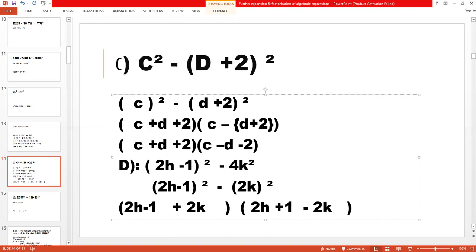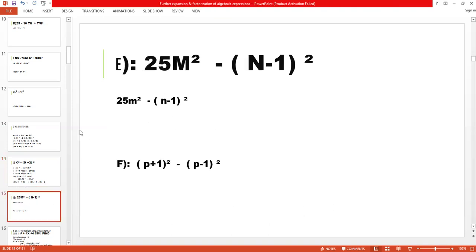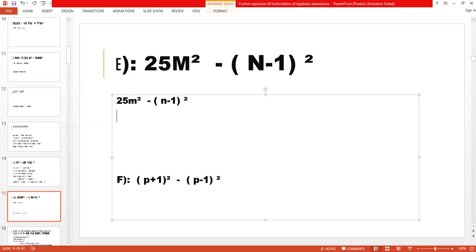Now we move towards the next part, that is part E, and then we come to part F. Okay, this one is 25m square minus n minus 1 square. First of all, these are the squares which are given because this is the third identity, difference of two squares. So we have to first convert. These are the square of which number? 25 is the square of which number? This same number I have to multiply twice to get 25.